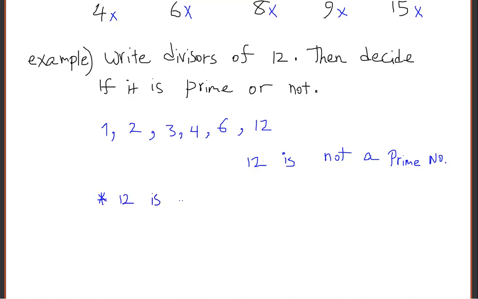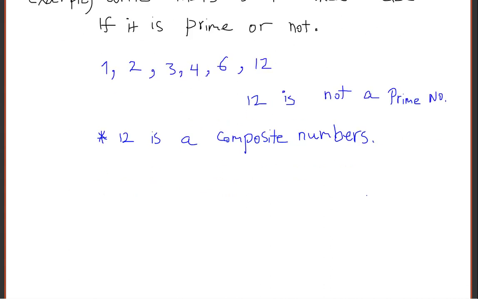12 is a composite number because it has more than 2 divisors. Okay, so we have prime numbers and composite numbers.